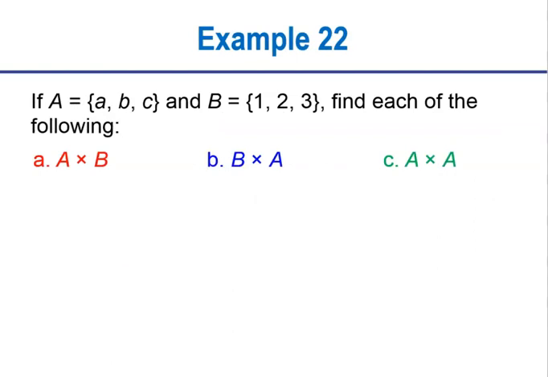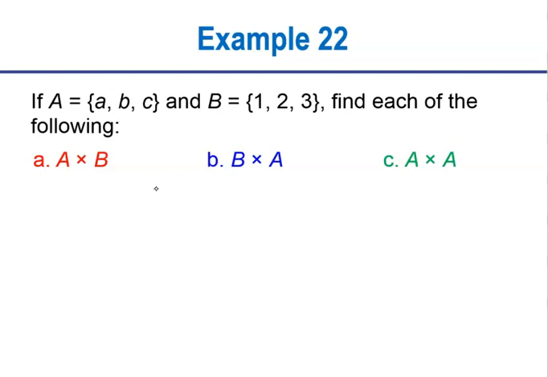Okay, hang tight. We're almost done with section 2-3. We just want to do a little bit of cross product examples. So it gives us the set A. Notice the elements are a, b, c. The set B are the elements 1, 2, 3. We are asked to find A cross B. Okay, so you're actually listing the Cartesian product.